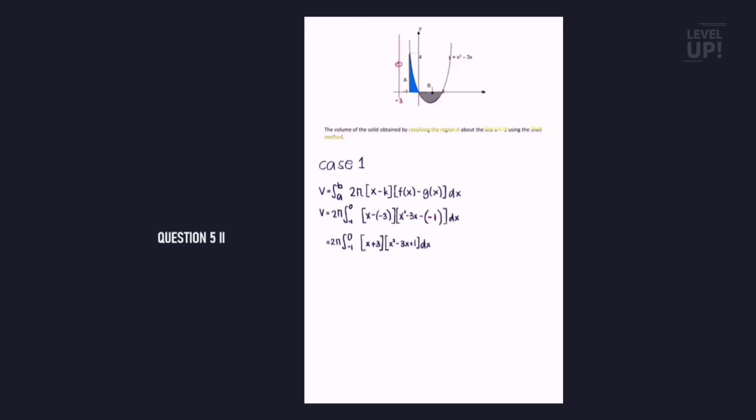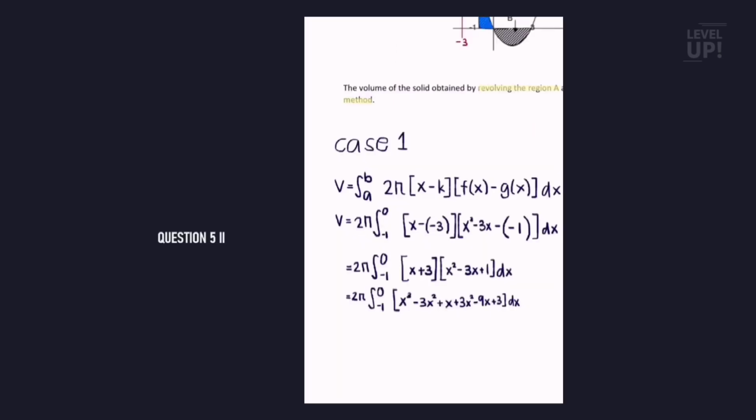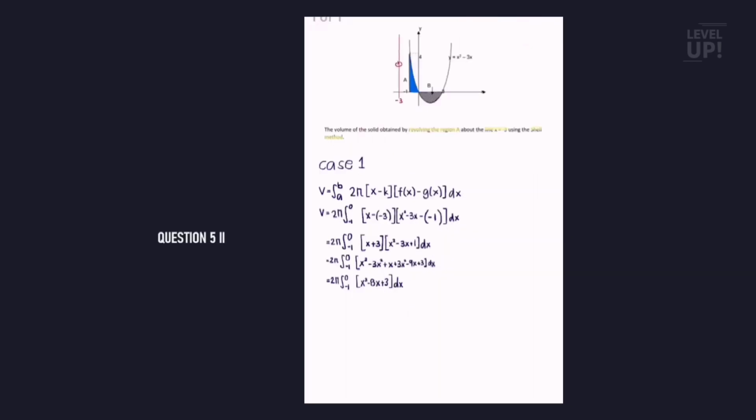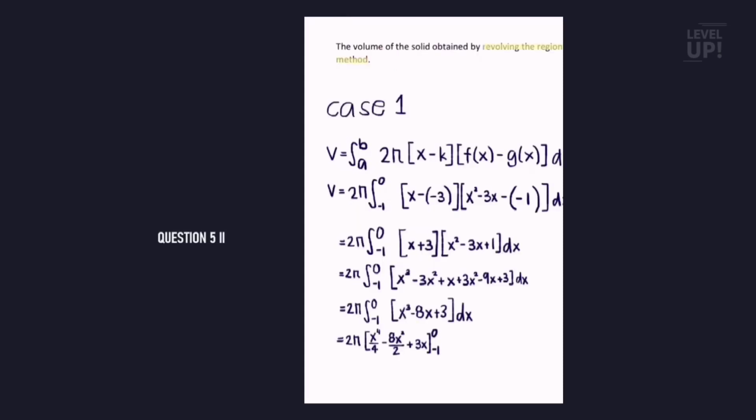Next, simplify this equation, we also expand it. We will get x cubed minus 3x squared plus x plus 3x squared minus 9x plus 3 dx. After that, simplify it again, then integrate the equation. So we will get x to the power of 4 over 4 minus 8x squared over 2 plus 3x. The boundary is from -1 to 0.